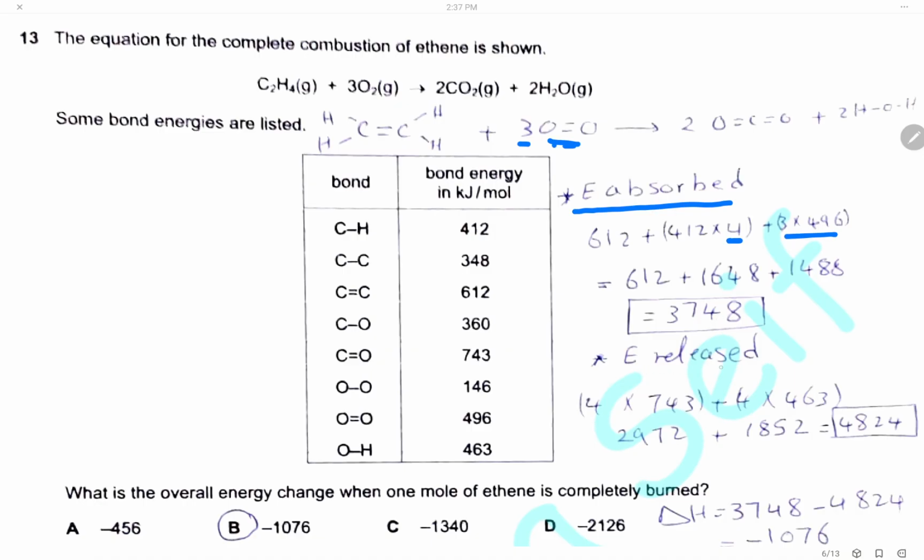Then we will calculate the energy released. We have 2 carbon-oxygen double bonds times 2, so they will be 4 times 743. Then we also have 2 oxygen-hydrogen times 2, so we will again have 4 bonds between the oxygen and hydrogen. The total energy released will be 4824, and the delta H will be the energy absorbed to break the bonds minus the energy released. It will be minus 1076, and the answer will be B.